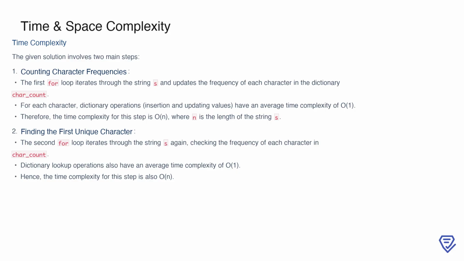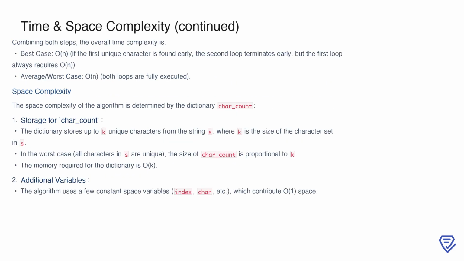The second step involves finding the first unique character. This also requires iterating through the string, while checking the frequency of each character in the dictionary. Again, dictionary lookup operations have an average time complexity of O(1), so this step also runs in O(n). When we combine both steps, the overall time complexity remains O(n).